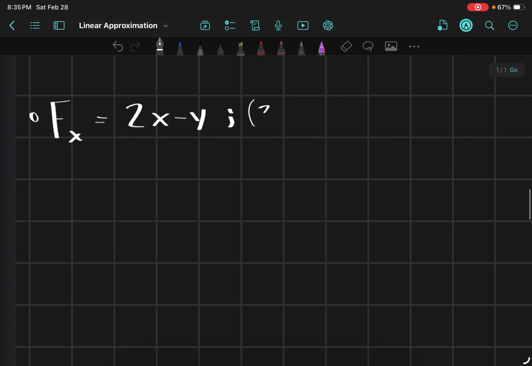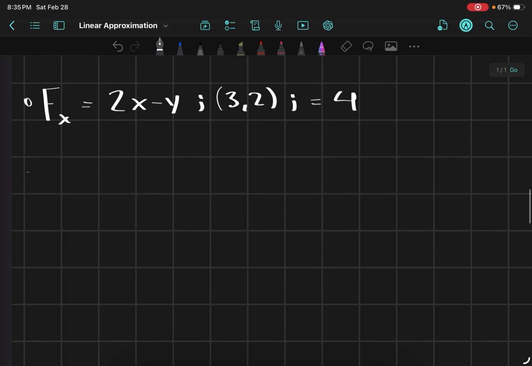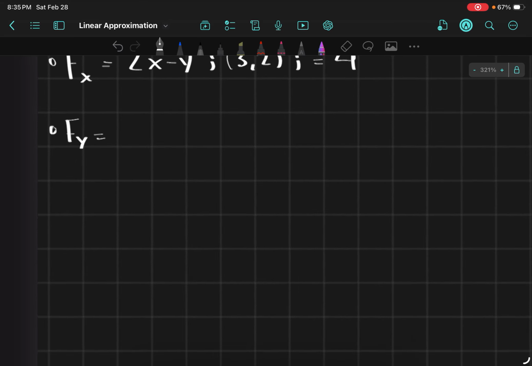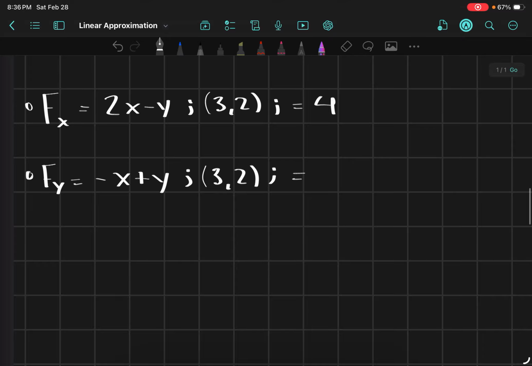At the point (3, 2), this is just going to equal 6 minus 2, which is 4. F sub y, take the partial with respect to y of x squared over 2 minus xy, that's going to be negative x plus y by the power rule. So we have negative x plus y at the point (3, 2). That's going to equal what? Negative 3 plus 2, which equals negative 1.